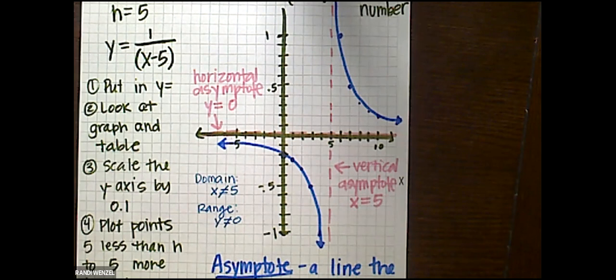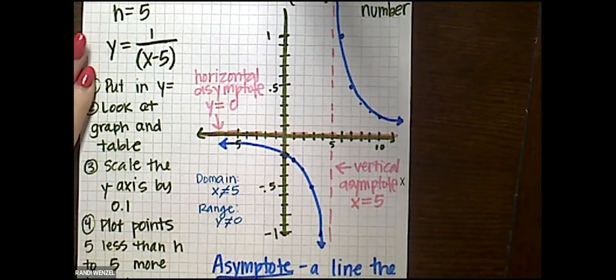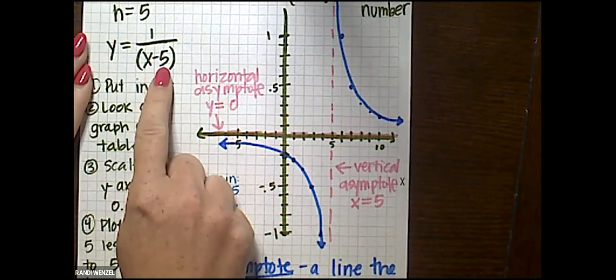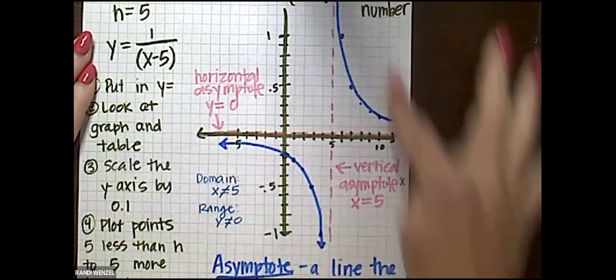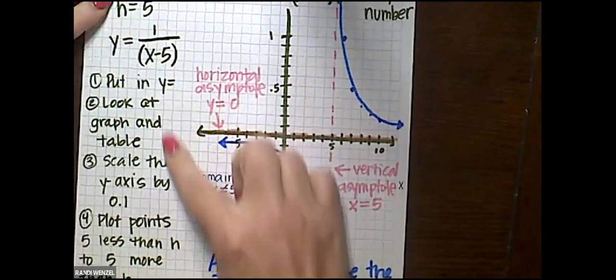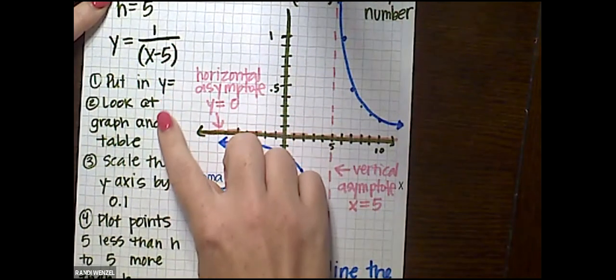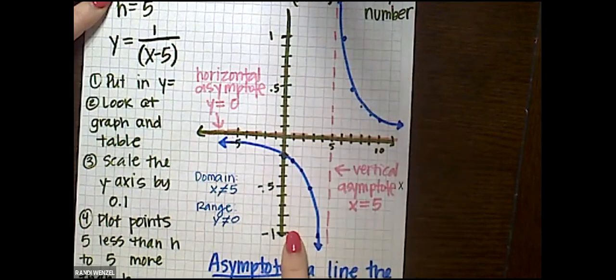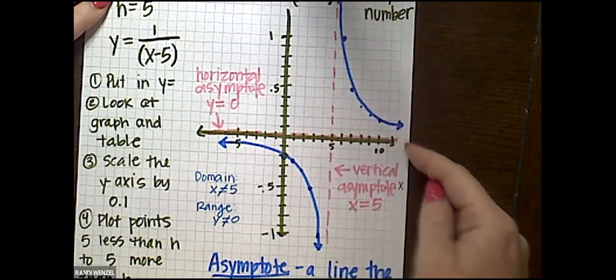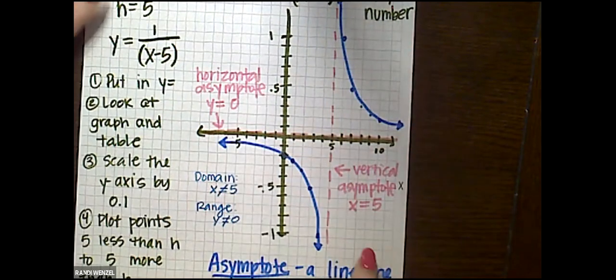On graph paper, you're going to choose your own h value, a number other than 5, because I already did 5, and you're going to create a graph just like this. Again, follow these steps. You're going to put it in your calculator, scale it the same way we scaled this, plot your points, create your curve for your hyperbola, and identify your asymptotes. You're going to do that on graph paper.